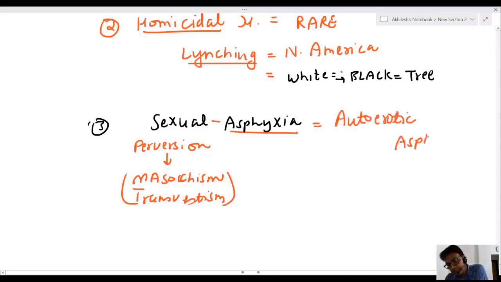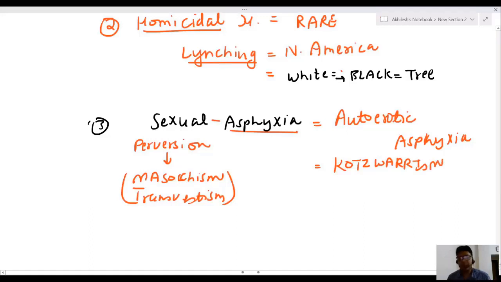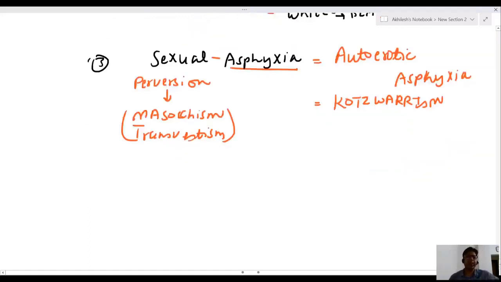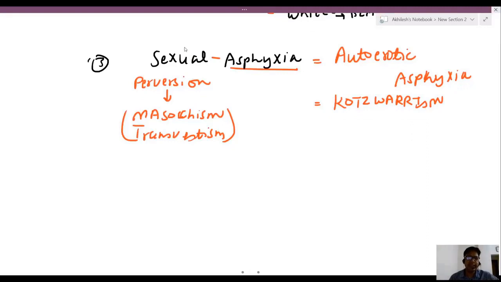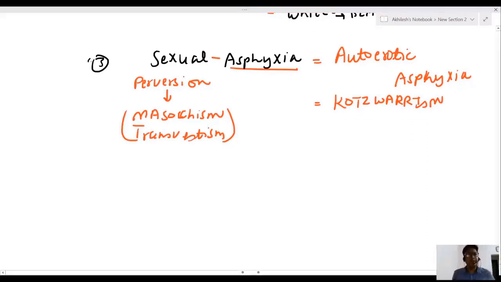autoerotic asphyxia, and in a few countries it is known as Kodzvarism. Now tell me, anyone, this death will be because a person is not going for suicide. The person wants sexual pleasure. He is applying some ligature material for sexual pleasure only, but unfortunately he gets asphyxia.